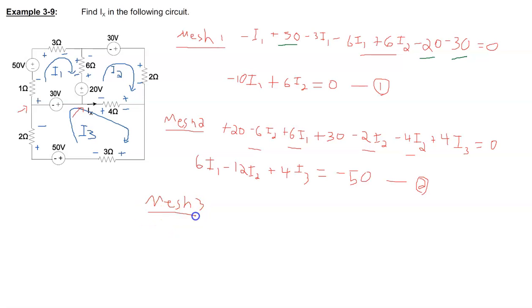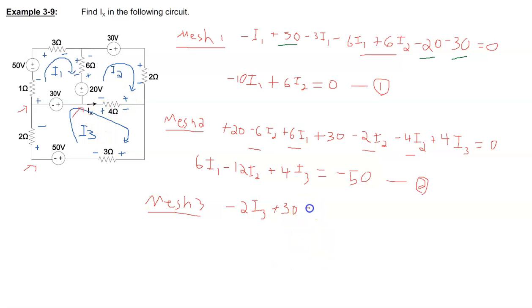Okay, mesh 3. Now, lower left-hand corner, we got the 2 ohm resistor, minus 2 times I3. Of course, that one's not shared. We don't have any shared resistors with mesh 1 now. We're going left to right across that voltage source, so that's a rise in potential. Plus 30.